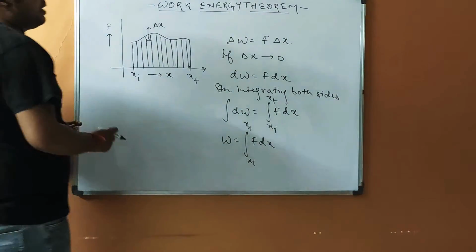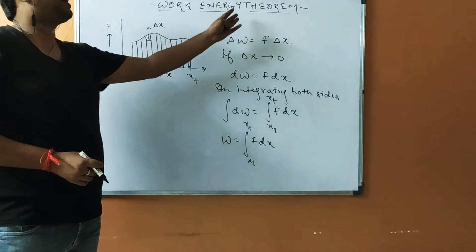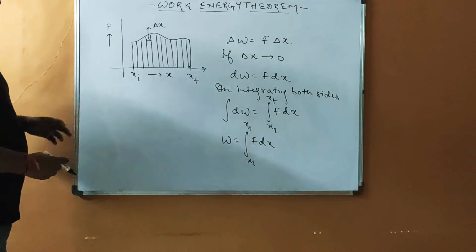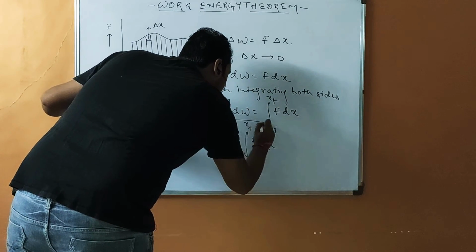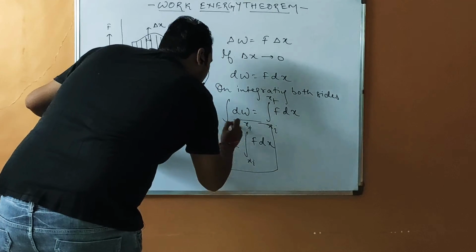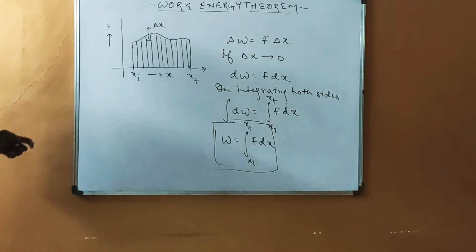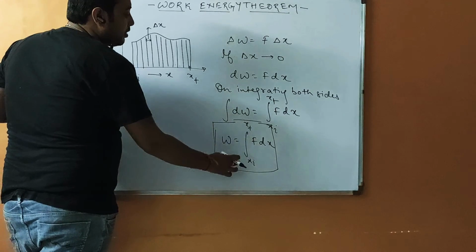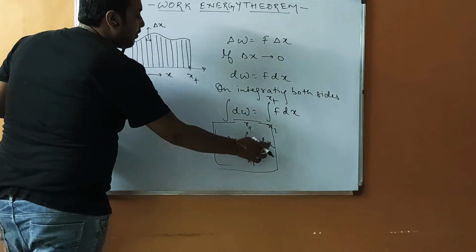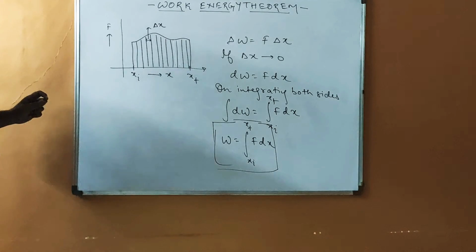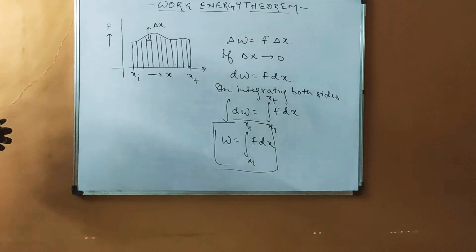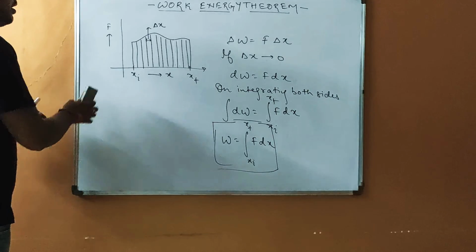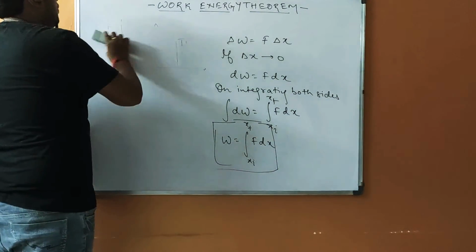This is the expression we are going to use for the derivation of the work energy theorem. For a variable force, the expression of the work done is given by W is equal to the integration from xi to xf of F dx. Remember this equation, we are going to use it for deriving the work energy theorem for the variable force. So let's move forward.